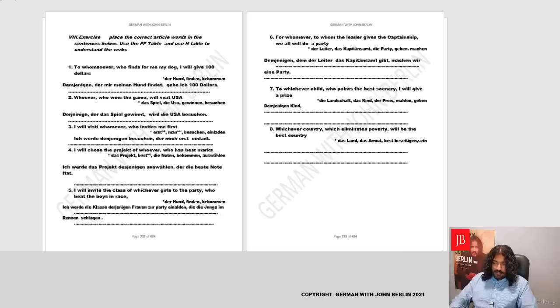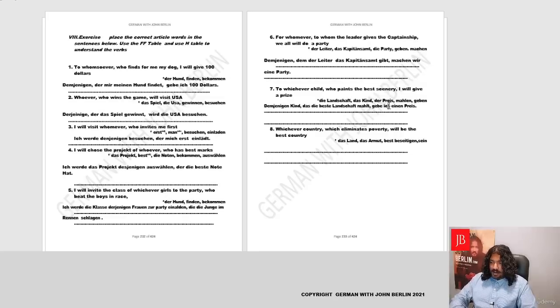Who is, as we know, nominative, relative pronoun. It's like there the das. We are replacing Kind, so it will be das. The best scenery paints, so the scenery is the Landschaft. Die beste Landschaft malt. Yes. Gebe ich, I'll give a prize. Gebe ich einen Preis. Very good.